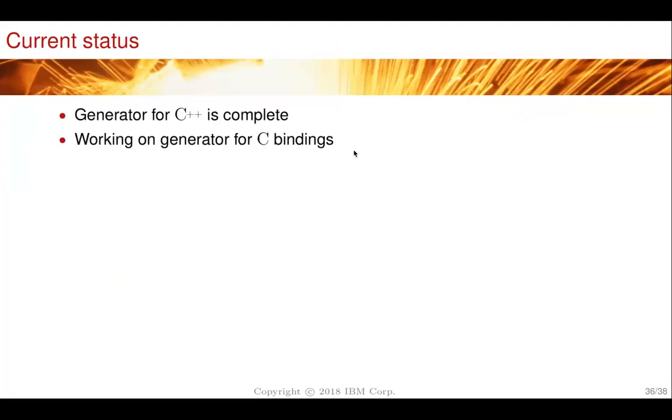There is ongoing work to create a C binding generator using a similar approach we used for the C++ generator. And an extension of this work is to try to create Python bindings, or rather a Python binding generator based on the C binding generator.